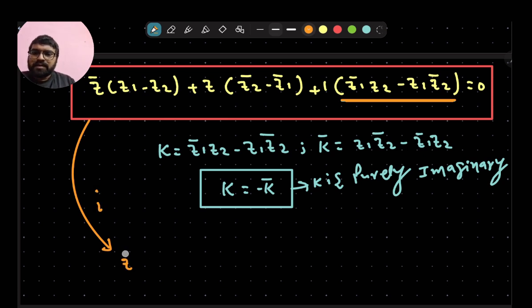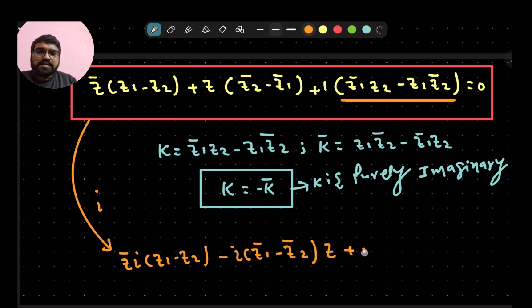So this will be z bar iota z1 minus z2, and I'm taking the minus common here. So this is iota z1 bar minus z2 bar. This is z, and this is plus iota z1 bar z2 minus z1 z2 bar equal to 0.